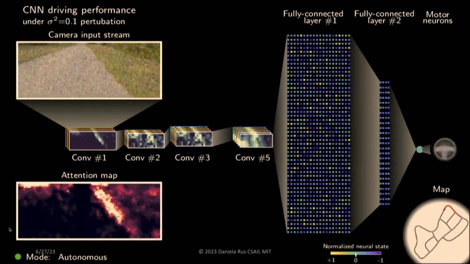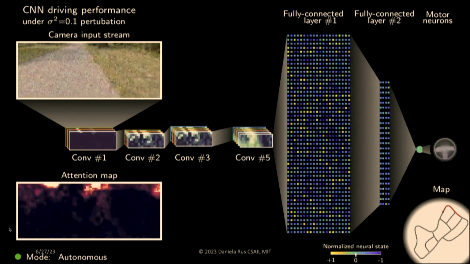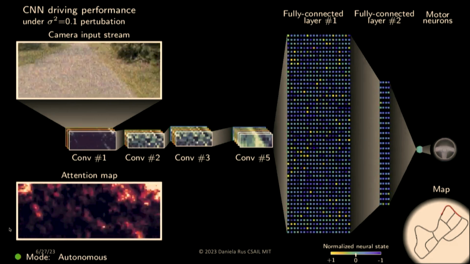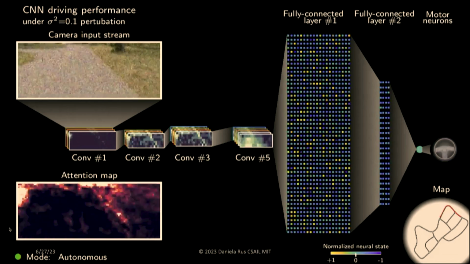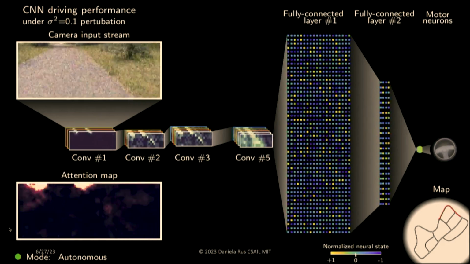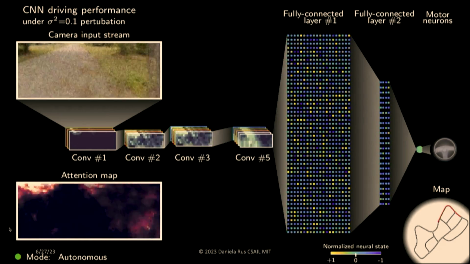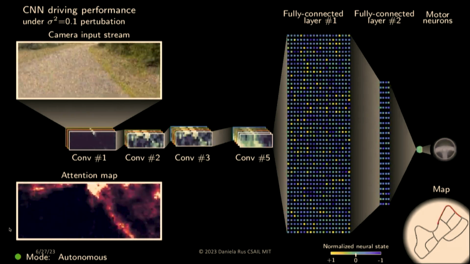Take a look at the lower left-hand corner where we see the attention map. This is where in the image the vehicle looks in order to make decisions. You see how noisy it is? You see how this vehicle is looking at the bushes and at the trees on the side of the road? So this is a bit of a problem, right? Well, I would like to do better. I would like a vehicle whose decisions I can understand.